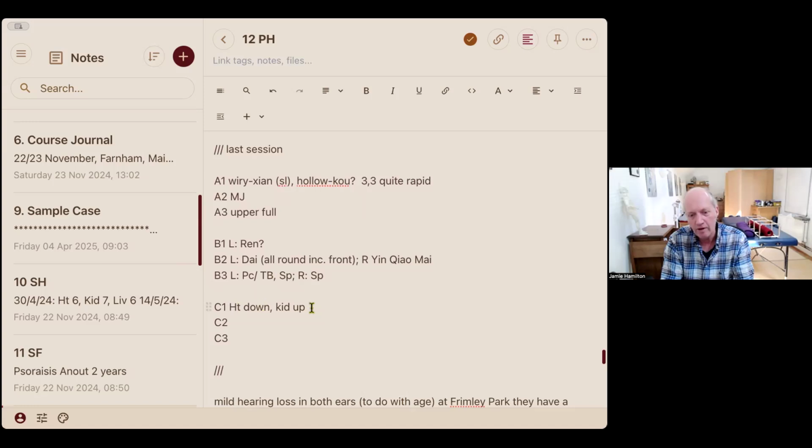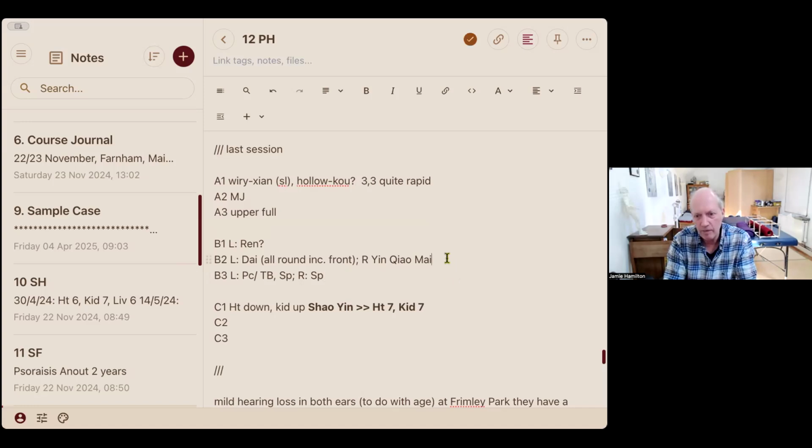By the way, her other findings, which relate to step C, just remember this for Thursday and next week. Her heart pulse was down and her kidney pulse was up. So this means a Xiao Yin picture. So these are the points I did relating to it. That's why I did heart 7 and kidney 7 for rebalancing the Xiao Yin.